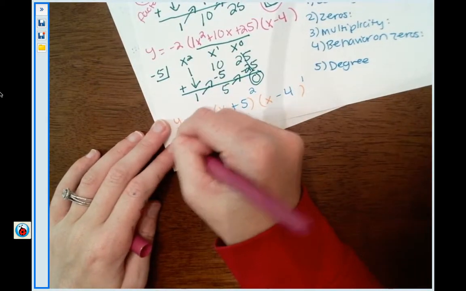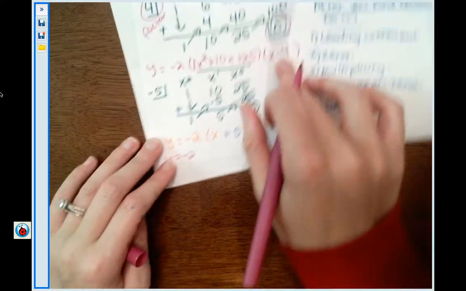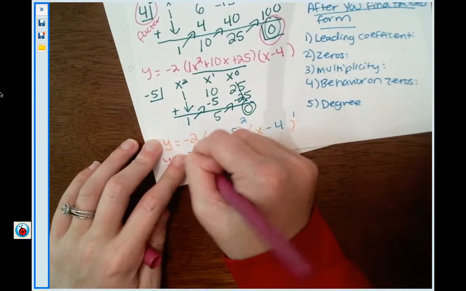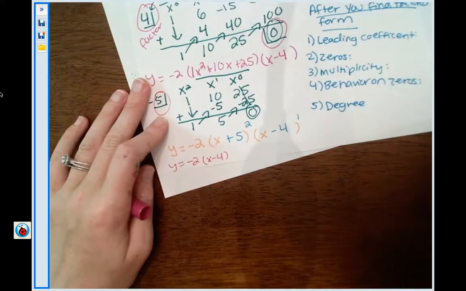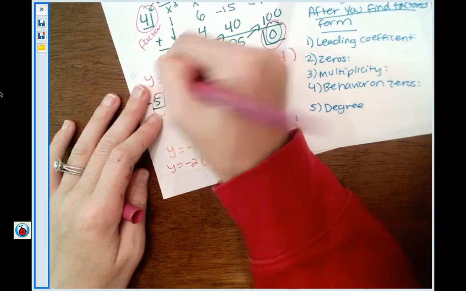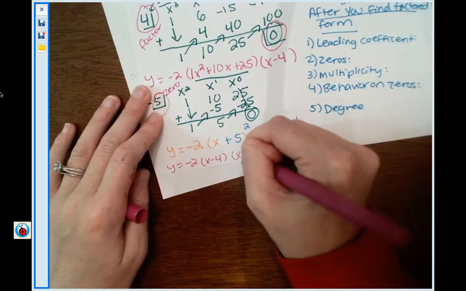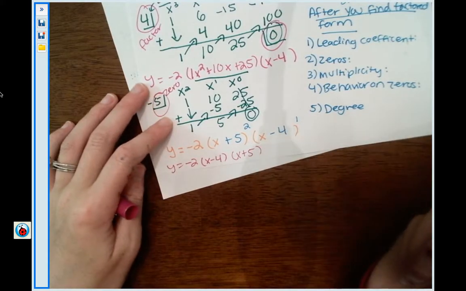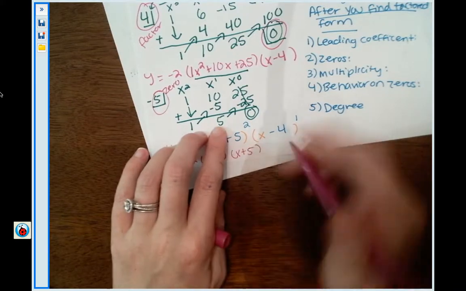Okay, so I'm going to bring down my leading coefficient, my negative 2. I'm going to bring down the factor that we got last time, which is x minus 4. Since we just found this factor, you guys, I'm going to write it next. Remember, this is the 0. We have to write the opposite sign since it's factored form. So I have x plus 5. So we write the opposite of this in here. And then we write our depressed equation.